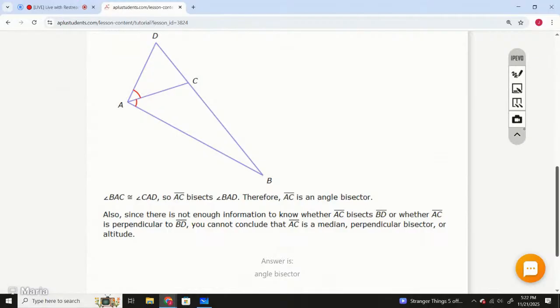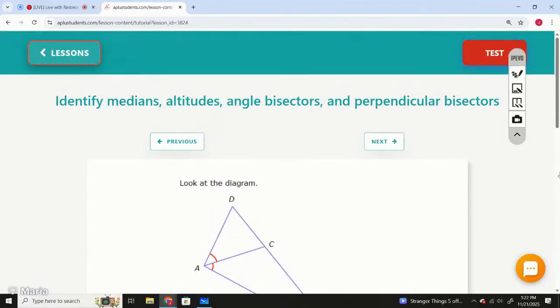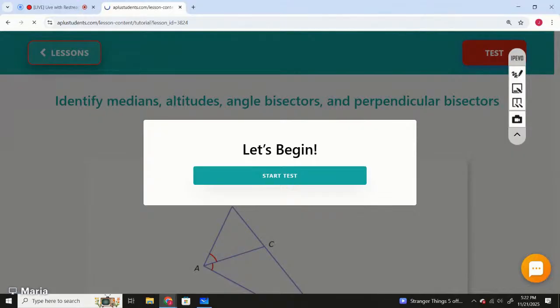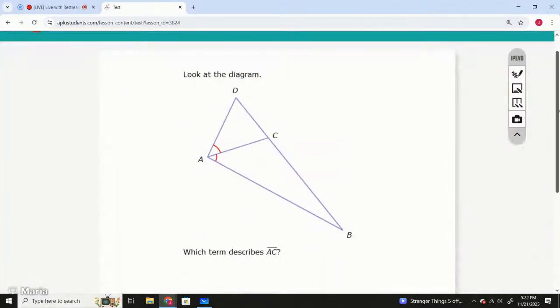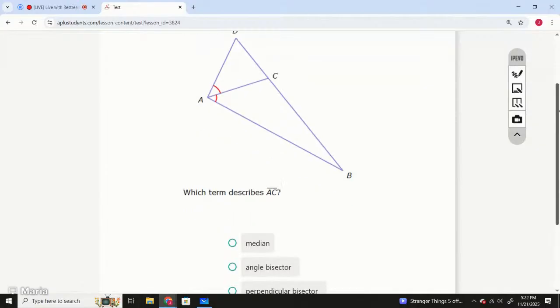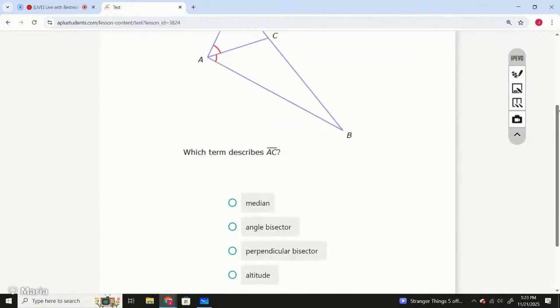Okay, let's just start with the test questions. Okay, look at the diagram. Which term describes AC? That's the one we just did. So AC is an angle bisector because that is dividing the angle into two parts. So that is the angle bisector.